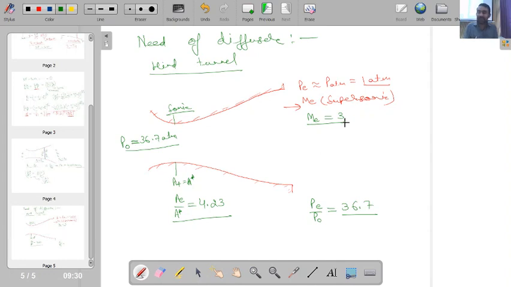Ultimately, at the exit I want atmospheric pressure, but the pressure required at the reservoir level is 36.7 times that. So if you have to use a compressor for providing pressurized supply of air, that compressor has to compress the air from atmospheric pressure to 36.7 times atmospheric. So this will be a huge energy consuming operation.